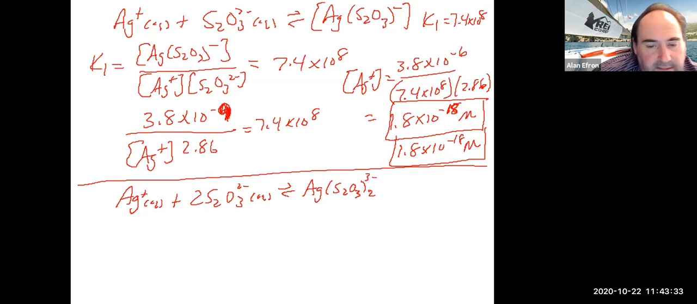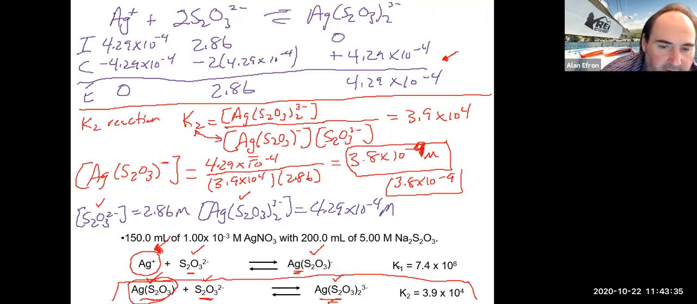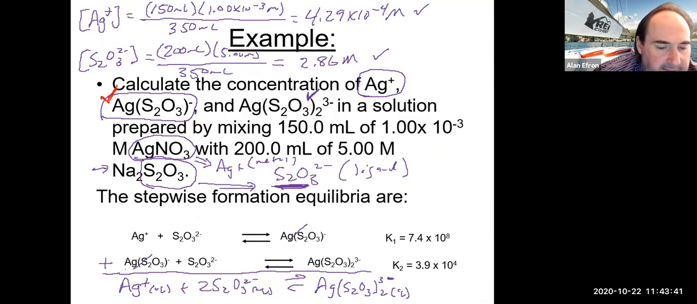That was 3 minus, I believe. So that was our overall reaction that we had here. And you remember we got that overall reaction from adding both of these steps together. Now, if we added both of these steps together and we wanted the Kf for this guy, it would be K1 times K2. So we could actually get the Kf for the overall reaction by multiplying these two values together.